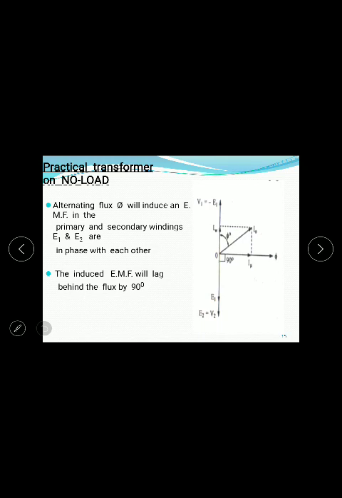See here, V1, the flux, I0, I mu and E1. The induced EMF, this EMF, will lag behind the flux by 90 degrees.